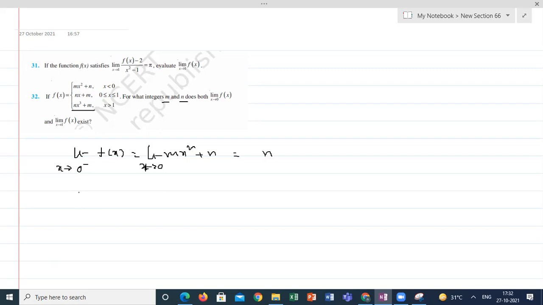If I'm taking limit x tends to 0 plus f of x, which is greater than 0. If it is greater than 0, just approaching a little bit greater than 0, which will give the 0 to 1 function. So nx plus m, which is equal to m.